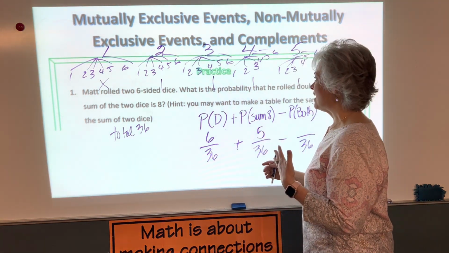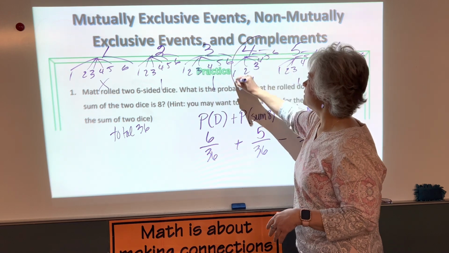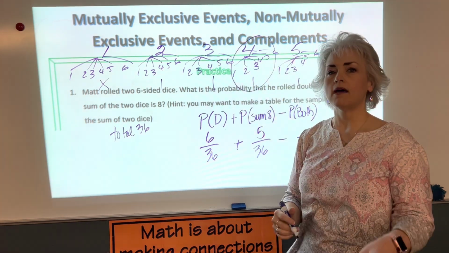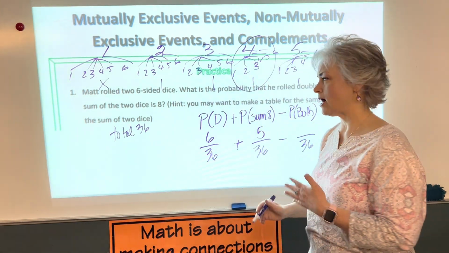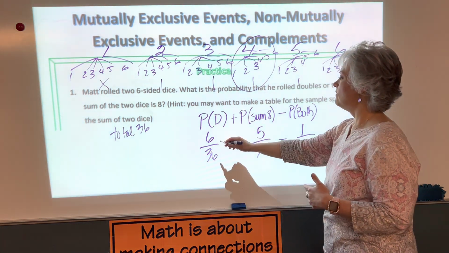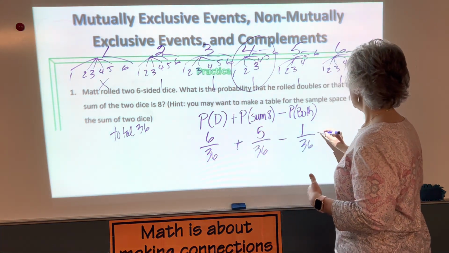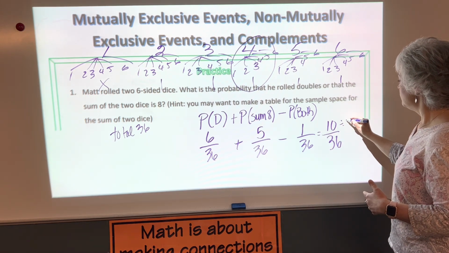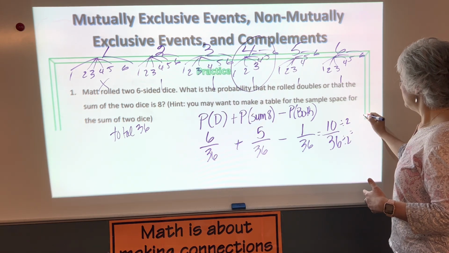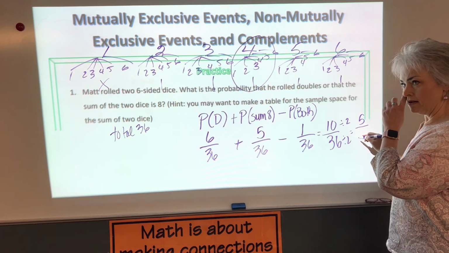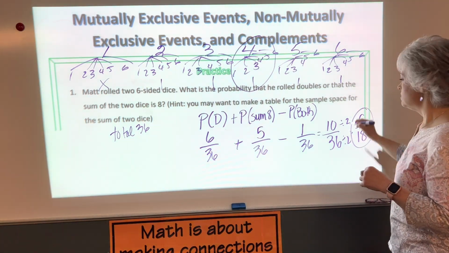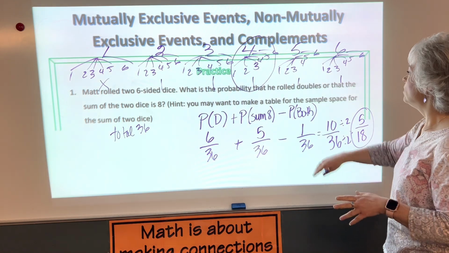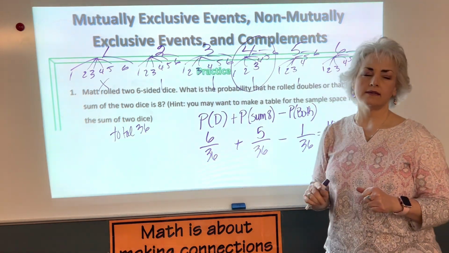And then with that, there's the one possibility here at 4 where you can get doubles and the sum of 8. So we're going to subtract that one. So we have 11 minus 1, which is 10. And then simplify that: 5 out of 18. So that would be our probability for rolling doubles and the sum of 8.